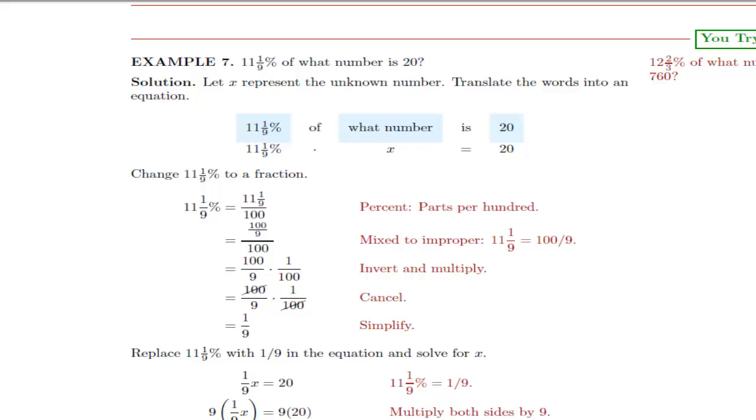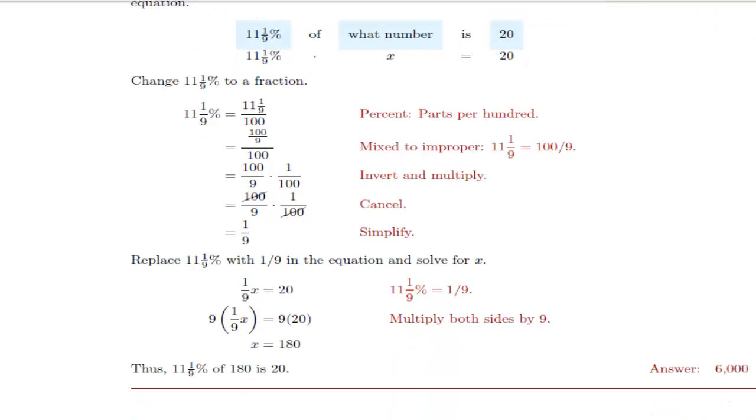11 and 1/9 is equivalent to the improper fraction 100 over 9. 100 over 9 divided by 100 is like dividing a fraction by a fraction. So we'll invert and multiply by 1 over 100. Cancel what's common, cancel the hundreds, and we're left with 1 over 9. Replace 11 1/9% with 1 over 9 in the equation and solve for x.